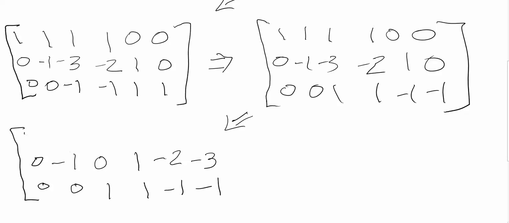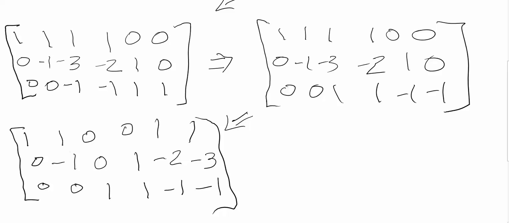So it's 1, 1, 0. The old row 1 minus the old row 3 is 0 here. The old row 1 minus row 3, the old row 3 is 1, so that's minus a negative 1. And we have the same result here. So that's the next step transformed.